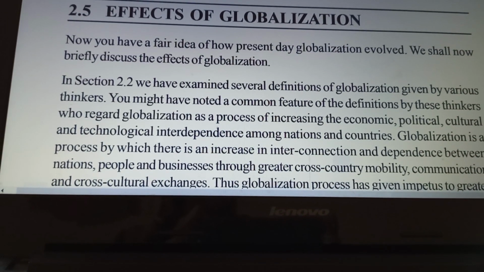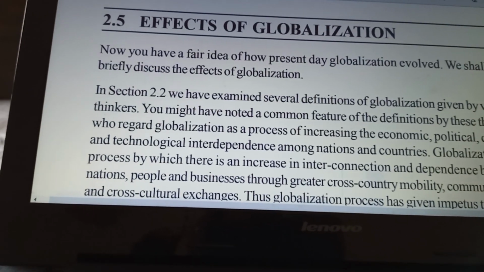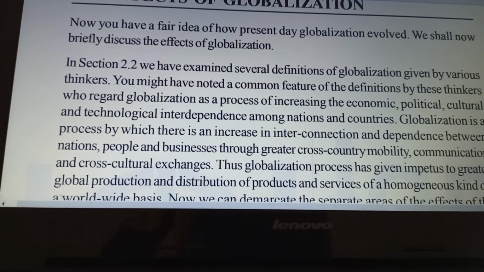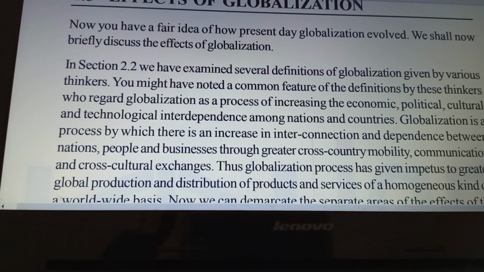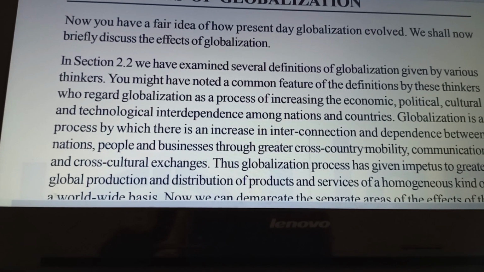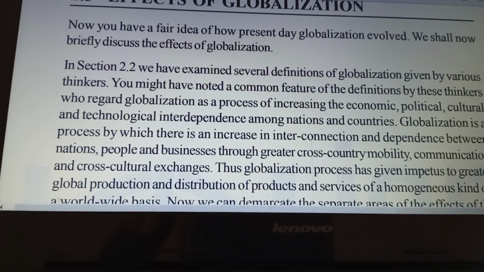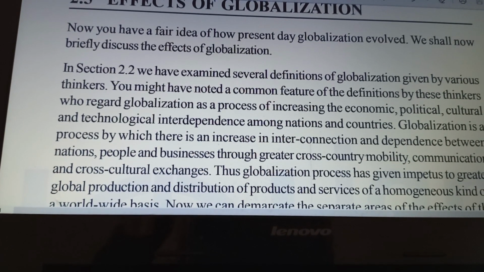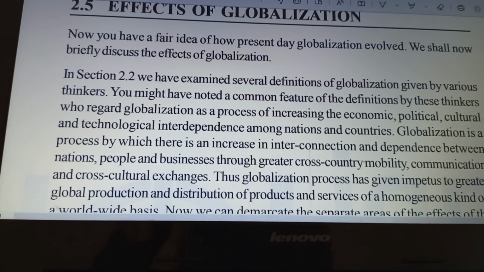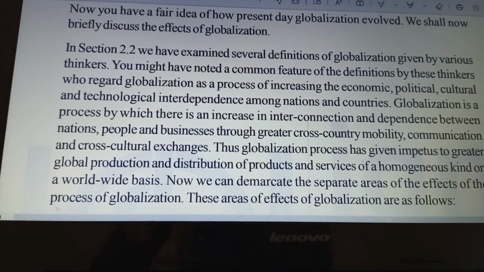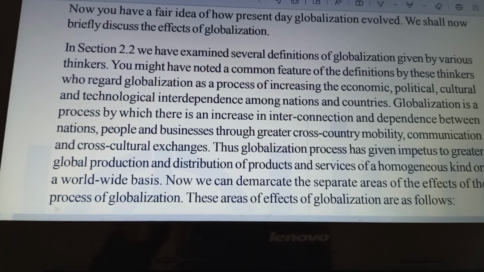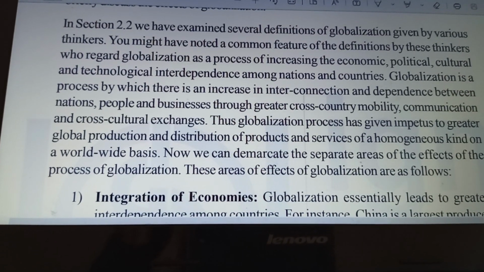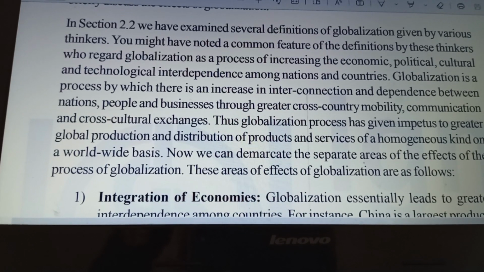Globalization is a process by which there is an increase in interconnection and dependence between nations, people and businesses through greater cross-country mobility, communication and cross-cultural exchanges. Thus, the globalization process has given impetus to greater global production and distribution of products and services of a homogeneous kind on a worldwide basis.